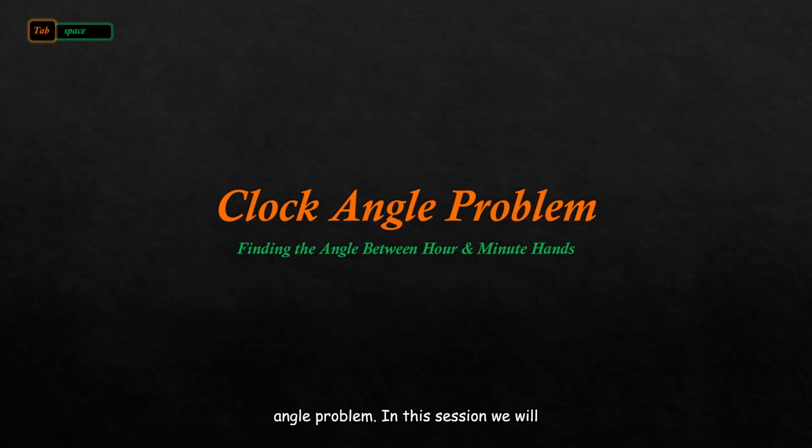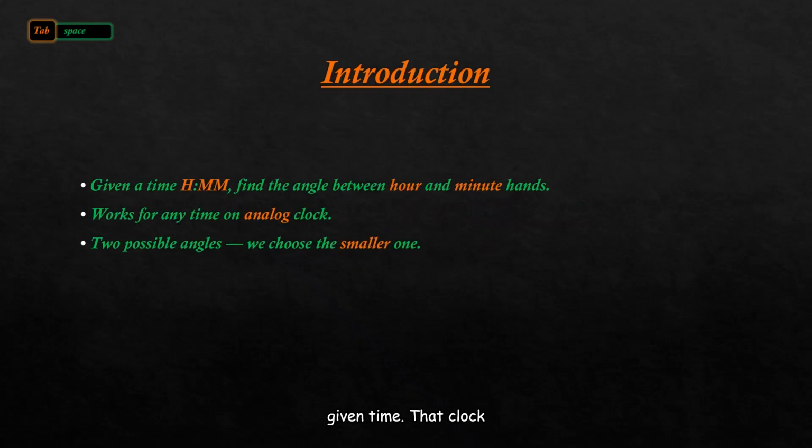In this session, we will learn how to find the angle between the hour and minute hands of a clock at any given time. The clock angle problem asks us to calculate the angle between the hour hand and the minute hand for a specific time written as h:mm. This technique is commonly used in aptitude exams and interviews. There are always two possible angles between the hands, and our goal is to determine the smaller angle.